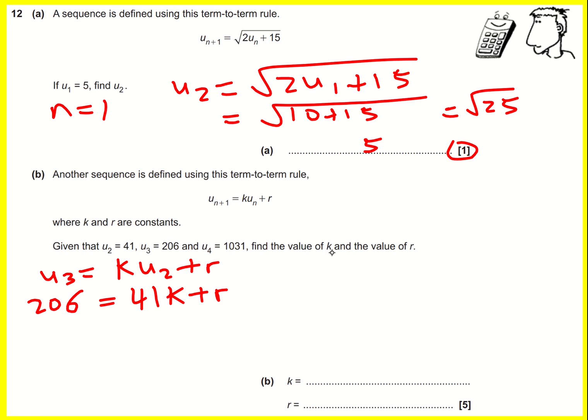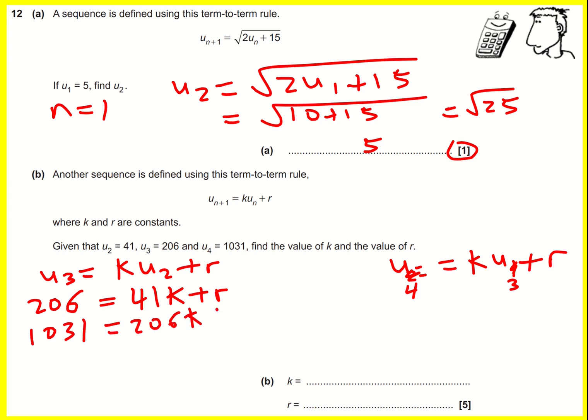That's all right. I can do the same with u2. I'm just going to write it over here. u2 will equal k u1 plus r. Oh, sorry. Okay, I don't know what u1 is, but I can change it to u4 will equal k u3 plus r, and then I can substitute this in. So 1031 must equal 206k plus r.